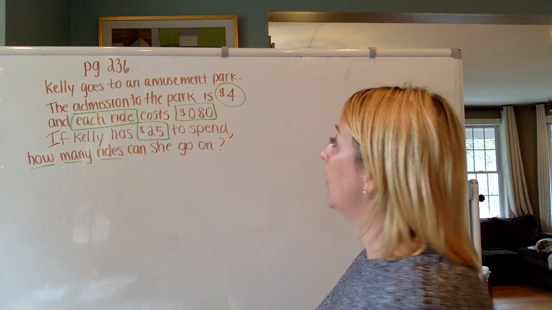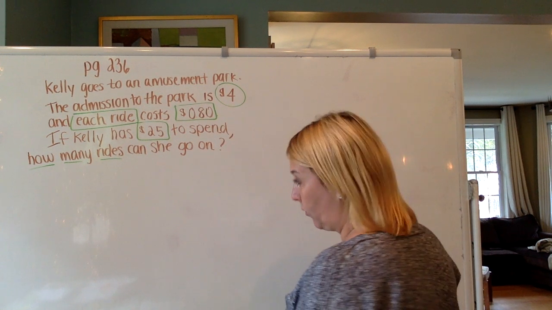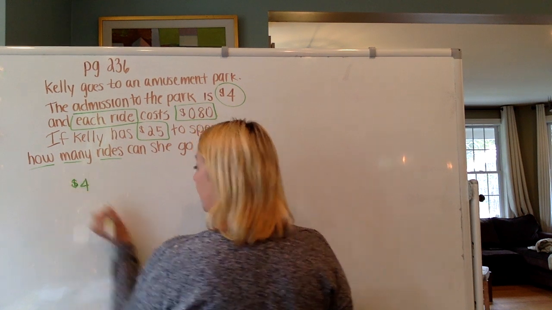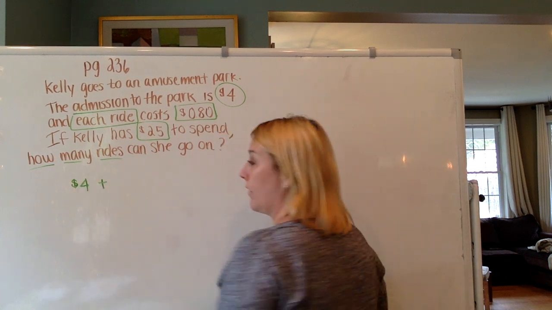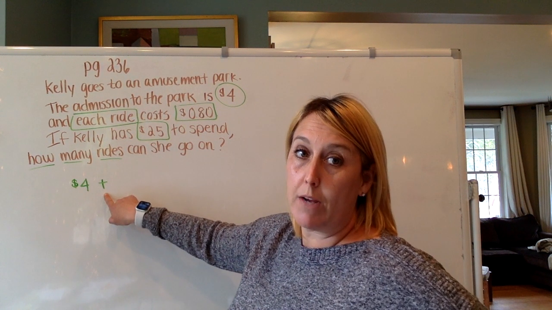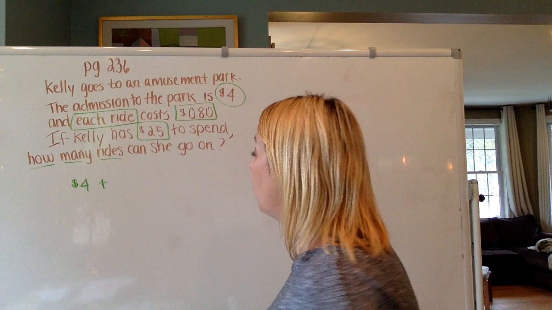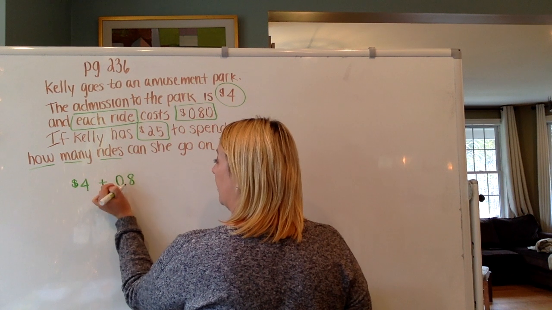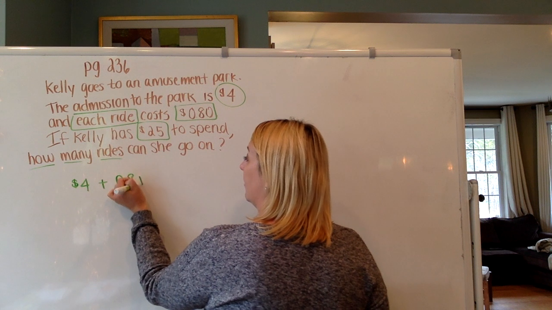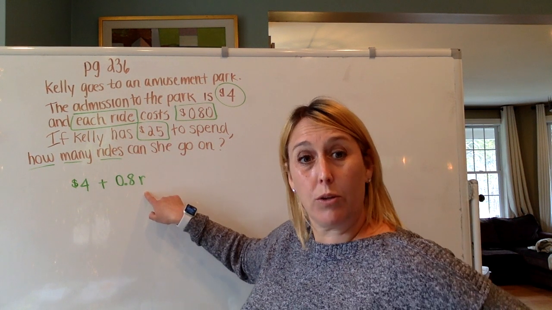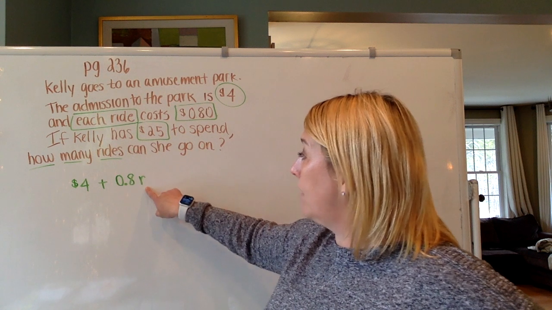All right, so if we're going to set this up as an inequality, what are her expenses? She's going to pay $4 to get in, and on top of that we're going to add, because she's going to pay for each ride. Each ride costs 80 cents. I'm just going to write it as 8/10. And let's call this R, because we don't know how many, and that's what we're trying to solve for. How many rides can she go on?